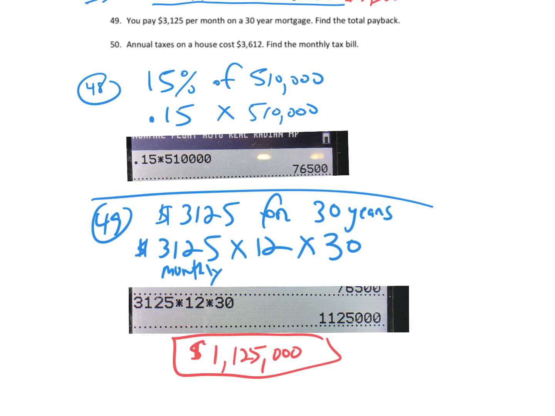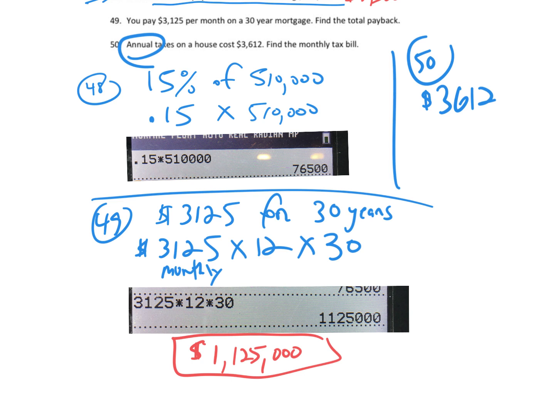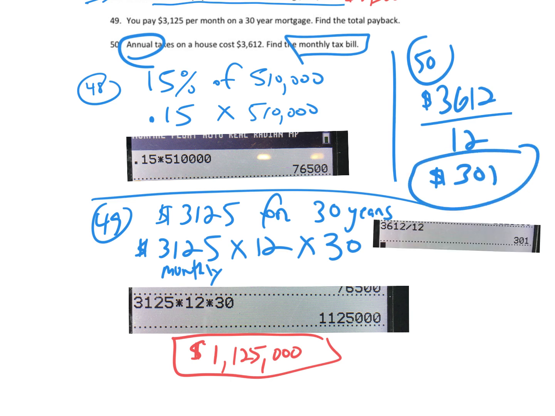And then finally, number 50, annual taxes, that's the key word, annual, are $3,612. Find the monthly tax bill. Well, you have to pay $3,612 every year, but it gets divided into your mortgage payment. And since you make 12 payments a year, you're going to take $3,612 and then divide it by 12. So when you do that on your calculator, you're going to get $301. So that's your monthly bill. If you pay that every month for 12 payments, you'll end up paying your taxes of $3,612.